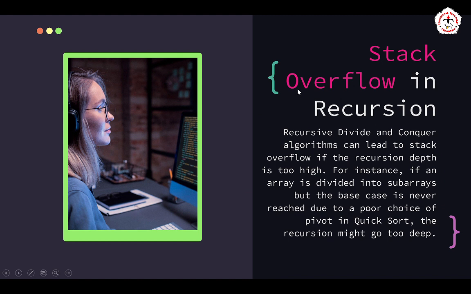And stack overflow in recursion. Recursive divide and conquer algorithms can lead to stack overflow if the recursion depth is too high. For instance, if an array is divided into subarrays but the base case is never reached due to a poor choice of pivot in quicksort, the recursion might go too deep.